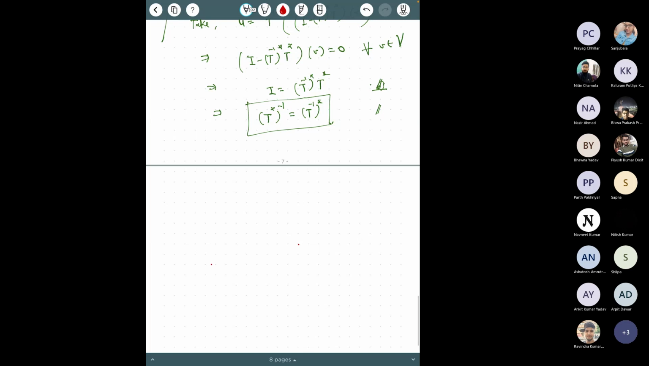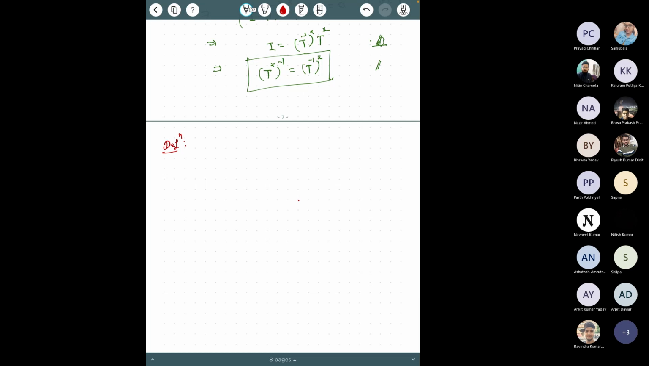I'll write this as a definition so that those who don't know it also know. If we have a matrix A of size n cross n over F, where F is either R or C, then this matrix A is called self-adjoint or Hermitian, two different names for the same thing, if A star is equal to A, where star is the complex conjugate transpose.